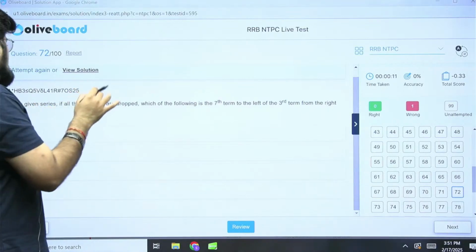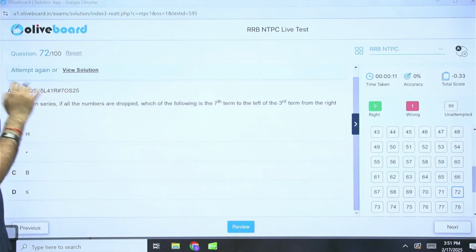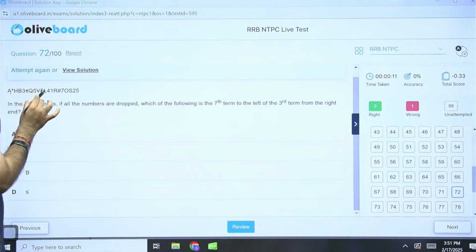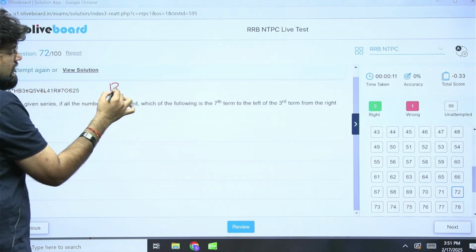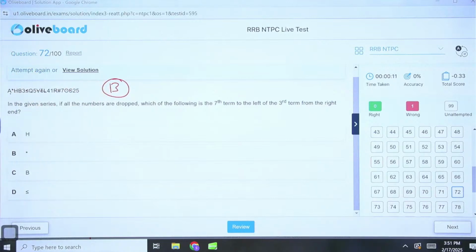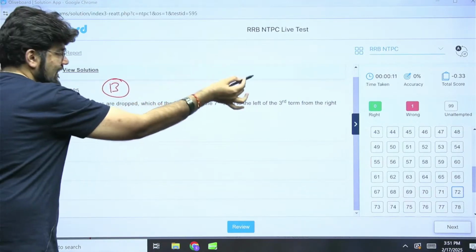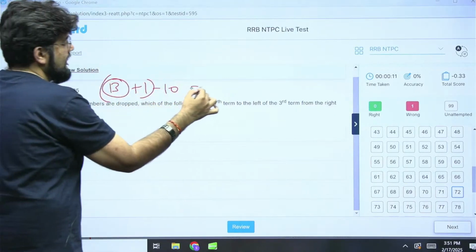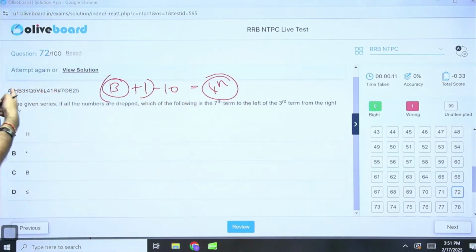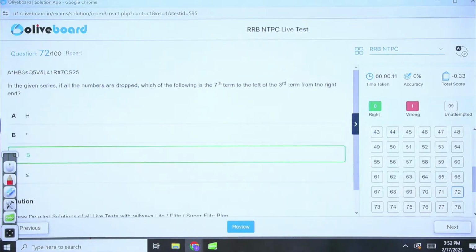Now if I drop the numbers, just count how many letters and symbols are there. So this is 1, 2, 3, 4, 5, 6, 7, 8, 9, 10, 11, 12, 13. So we have 13 letters or symbols left after removing the numbers. They want the 10th from the right. So if I increase 13 by 1 and subtract 10 from it, the ranking formula, I get 4th from the left. They are simply asking me 4th from the left only in terms of letters and symbols. So 1, 2, 3, 4, B becomes your correct answer. Can't get simpler than this.